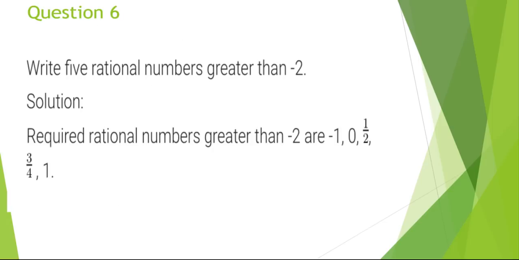Right? 5 rational numbers greater than minus 2. So if you look closely, minus 2 is the rational number which is given, and you need to find the rational numbers greater than minus 2. So by logic, you can say that minus 1, 0, 1 by 2, 3 by 4, 1 are the rational numbers which are greater than minus 2. Your answers can vary because you have infinitely many rational numbers which are greater than minus 2. So these are not the stipulated answers. You can have your own answers for these questions.